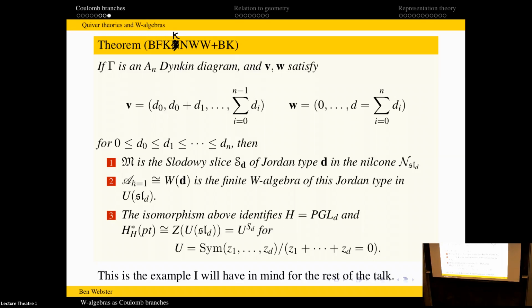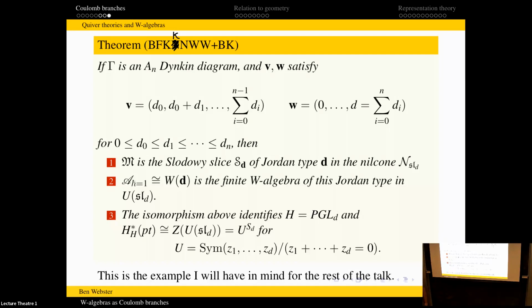acting on. And then the way I get my V is I take the parts of my Jordan type, I put them in increasing order, and it is important that I put them in increasing order because for Nakajima quiver varieties, you want dominant weights. So this is the way to make sure you get a dominant weight. And then I look at the V, which is take the smallest part, take the sum of the two smallest parts, take the sum of the three smallest parts, etc.